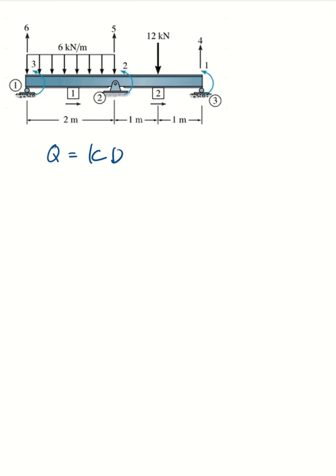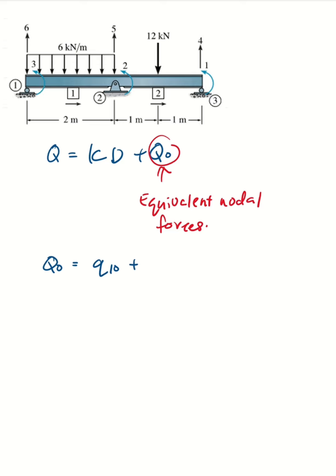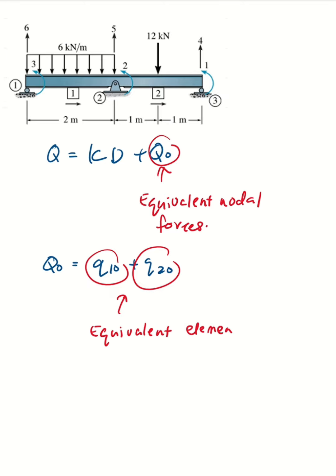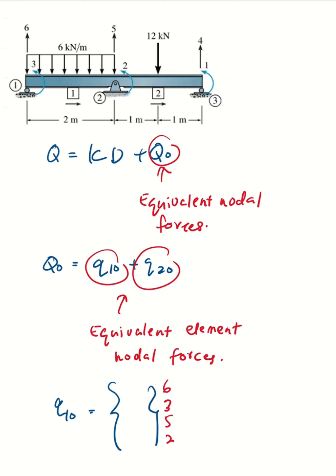This is how to calculate equivalent nodal forces. Q naught is equivalent nodal forces. In analysis of beam using stiffness method, the stiffness equation is Q is equal to KD plus Q naught, where Q naught actually comes from Q1 naught plus Q2 naught. We use small letter to represent element, so Q1 naught and Q2 naught are equivalent element nodal forces.